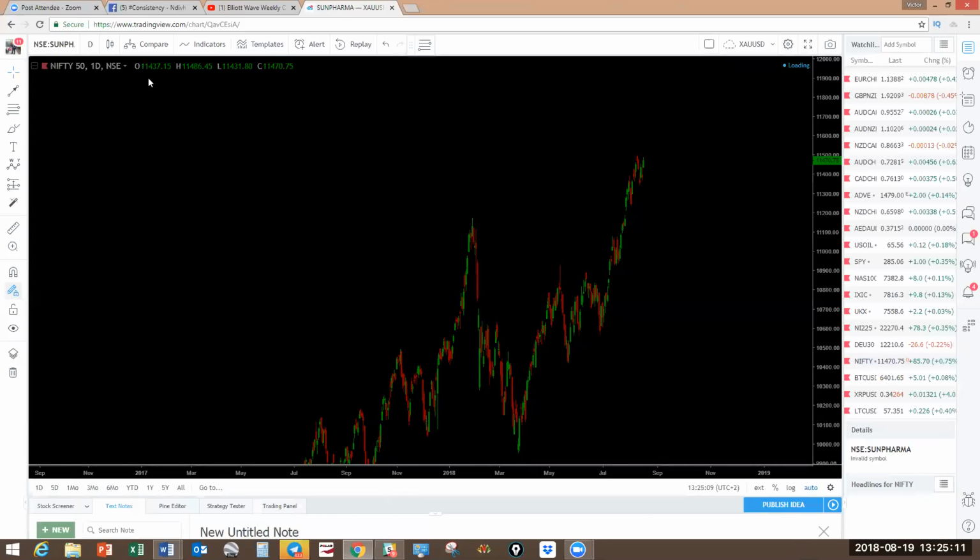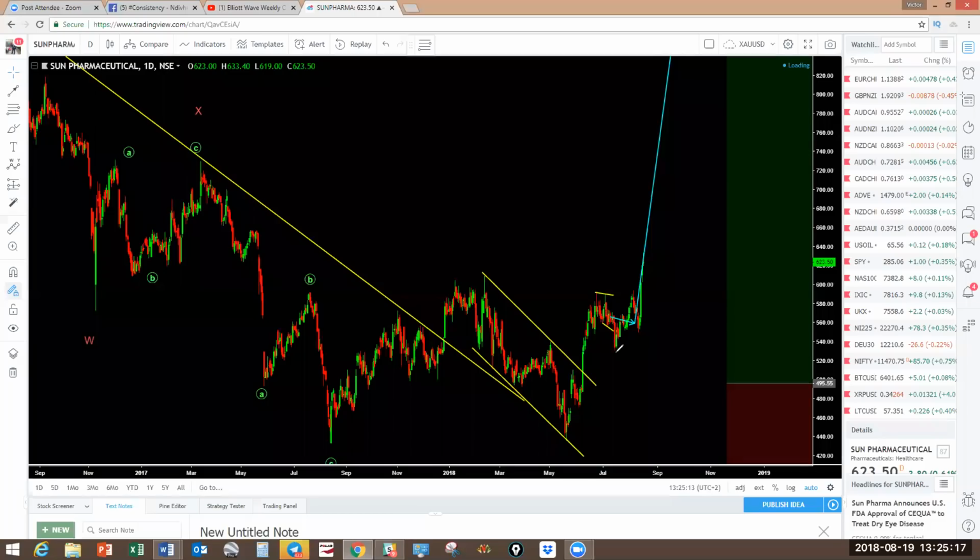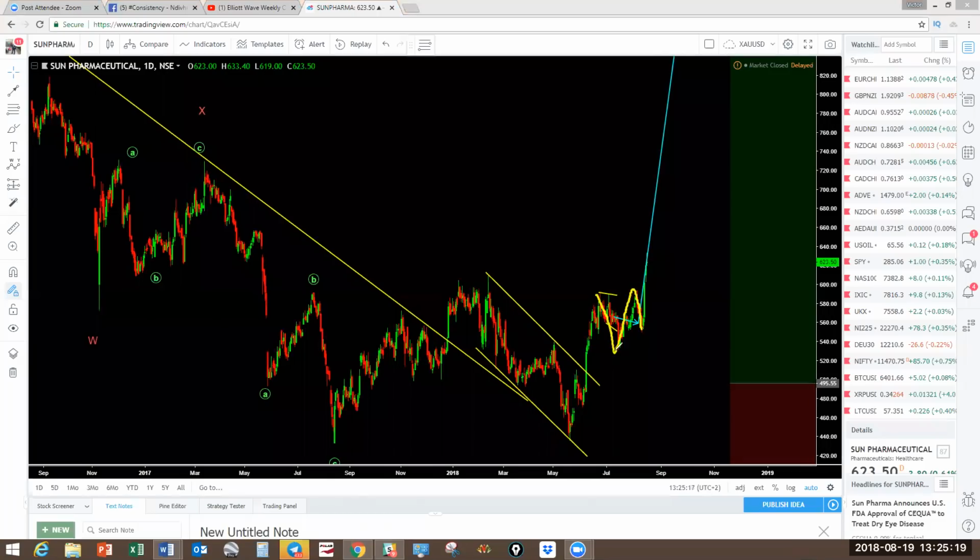And see how that one is going. We were looking at a correction previously. Let's see how that correction played out. Right, so this is the correction that we were looking at, made a running flat. I thought it was going to come down.